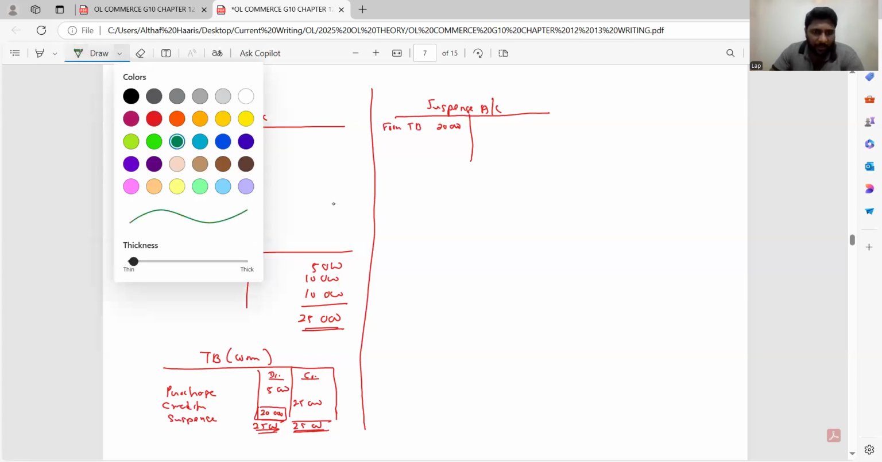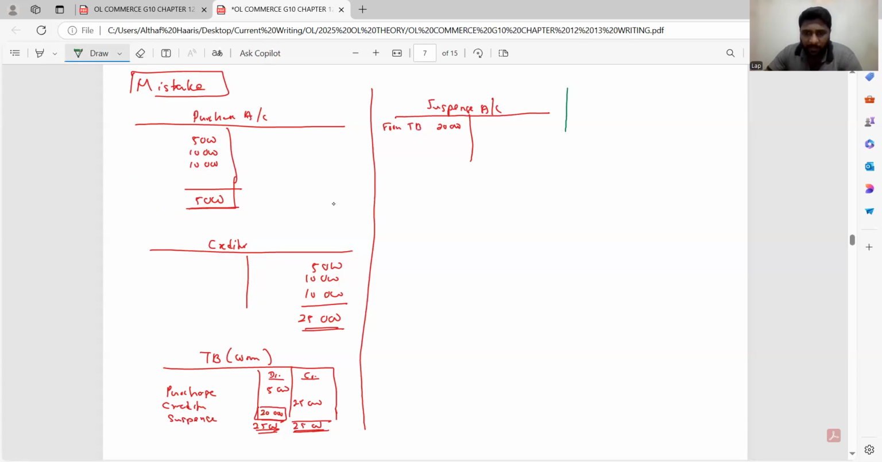If it is not included, simply include it. You have calculated it wrong. Instead of 25,000, you have calculated it as 5,000 in the purchase account. That means you have to take that extra 20,000 also. You have to include it. So how to correct it? Correction.